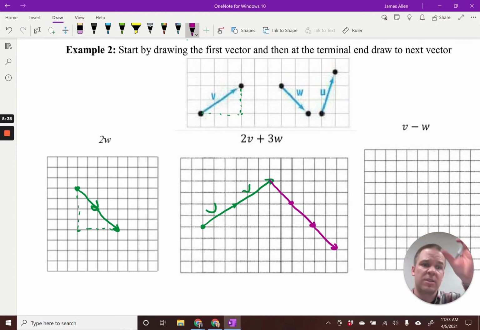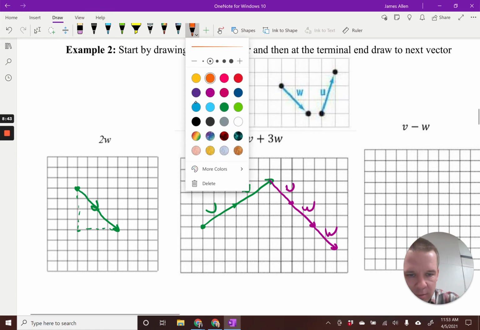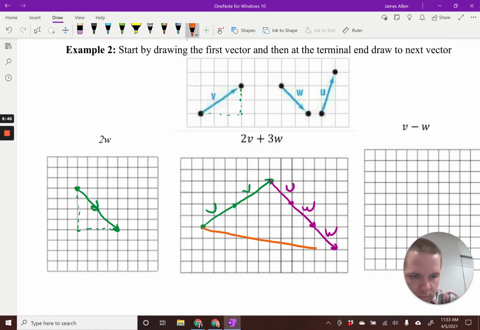That one's a little easier to see because it's the same, down and over. And that would be w, w, w, and now my resultant vector, the initial point of the first one, the ending point of the second one, the terminal one there, and boom, we have 2v plus 3w.